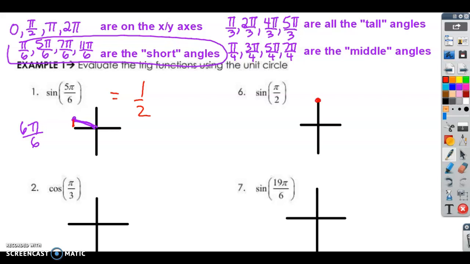Okay, sine of pi over 2. Where is pi over 2? Up here. The x coordinate for this point is 0. The y-coordinate is 1. So they're asking for the y-coordinate, which is sine, so it's just 1.